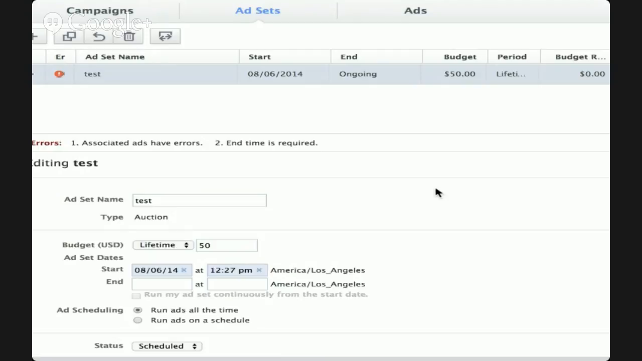This scheduling feature is really, really helpful in making it possible for you to minimize your ad spend, increase your conversion rate, and be targeting the people who are most likely to want what you have to offer based on what you understand about your fans and your customers and the time of day that they're online checking Facebook.